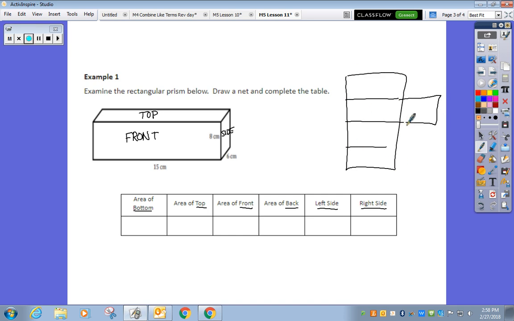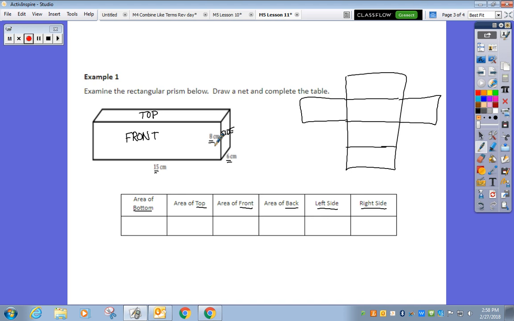I always draw the same typical looking net. Now, I know it's very difficult to make these size-wise correctly, so I'm not too much of a stickler. If you look at the dimensions of the rectangular prism, I just really want you to be able to label your net with the dimensions.